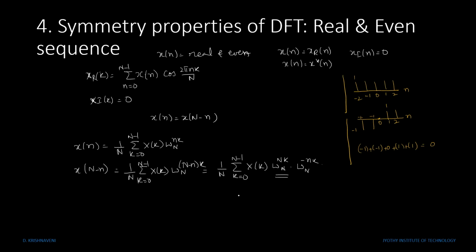We know W_N to the power of Nk is equal to 1. So we get 1 by N summation k equal to 0 to N minus 1 X of k W_N to the power of minus nk. So we can write it as x of minus n. And x of minus n will be equal to x of n, because x of n is an even sequence.